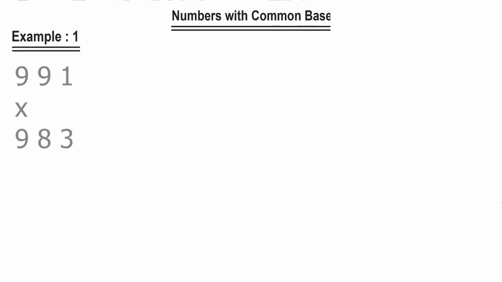In this video, we will be using our common base method to multiply 991 by 983. As per the method, our first step is to identify the base that these two numbers are close to, which in our case is 1000. Once we identify the base, we calculate A, which is 1000 minus 991, that is base minus multiplicand. So we get A as 9.